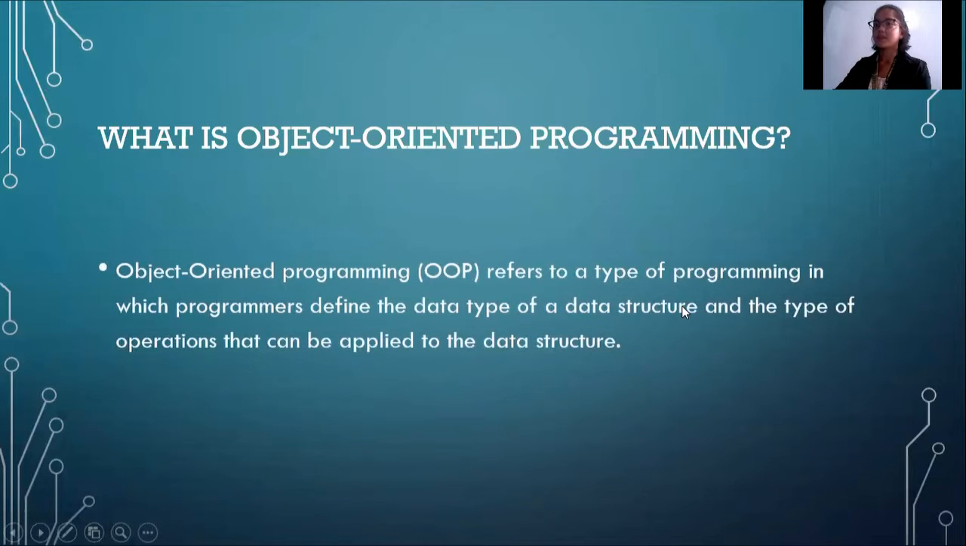What is object-oriented programming? Object-oriented programming, in short OOP, refers to a type of programming in which programmers define the data type of a data structure and the type of operation that can be applied to the data structure.